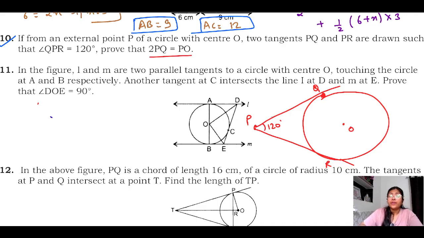We know if you join OP, this line OP will act as an angle bisector, yes or no? Yes. So the angle OPQ will be of measurement 60 degrees, and we also know that radius and tangent are perpendicular to each other, so this angle is 90 degrees. Now your focus is on the triangle. It is a right angle triangle, so we can apply Pythagoras.